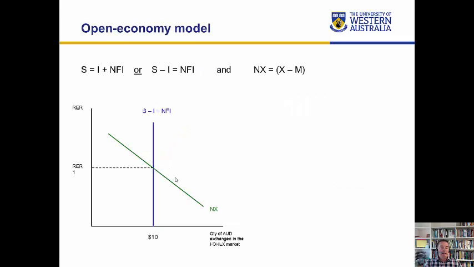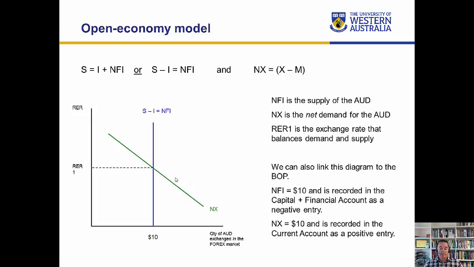In the next slide, we are dealing with the open economy model. Now, there's a little bit of information there that I will let you read through in your own time, but I'll go through and explain what this model is all about. First of all, on the vertical axis, we've got the real exchange rate. On the horizontal, we've got the quantity of Australian dollars exchanged in the foreign exchange market.